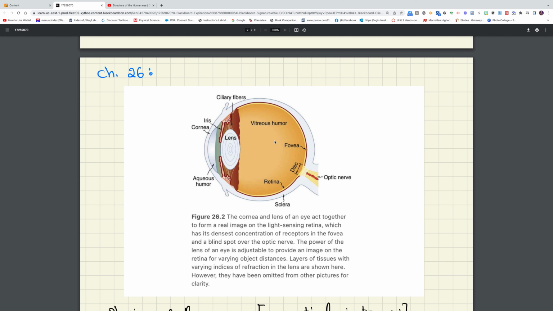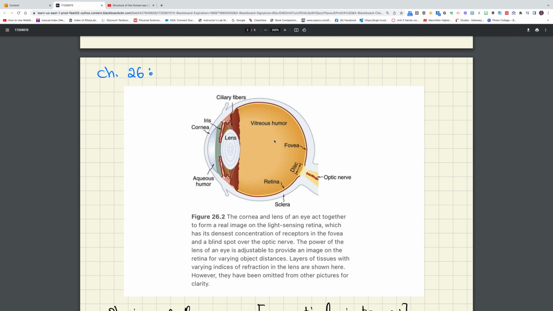Now, this is very important: the power of the lens is adjustable. Then it will adjust to provide an image on the retina for different distances. You don't have to be at a certain distance in order to see things. Our eyes are making these kinds of accommodations.